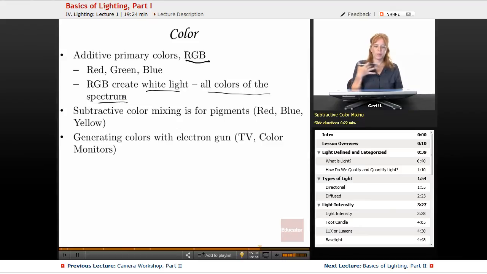And just to be clear, when I'm saying additive primary colors, as opposed to our subtractive color mixing, that is for our pigments, which would be the red, blue, and yellow. And that's what most people, when they come into video, are thinking. But we need to shift our understanding of color theory, because light is mixed differently. It's the red, the green, and the blue that make the white light. And just to give a little bit of background, when we think about video, we're actually generating these colors with an electron gun, in the TV or your color monitors. So we're taking our primary colors and we generate them, and depending on how much red, green, or blue is present, that's how we define the color of the light that's being emitted.